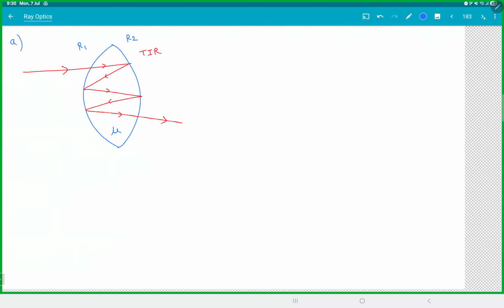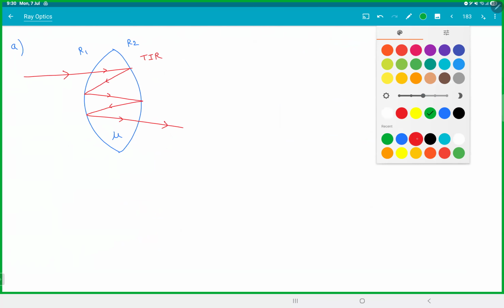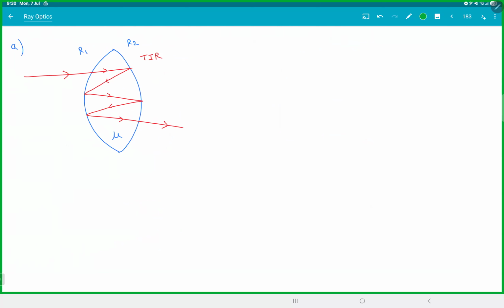So now, if you think about it, every time there is a TIR. See, first of all, what is a lens? Think what happens in a lens. In a lens, the light ray enters and light ray leaves, isn't it? So a lens is nothing but a combination of two refractions, an entry and an exit. So here, the ray is entering the lens, here it is leaving. This is your first refraction. This is your second refraction.